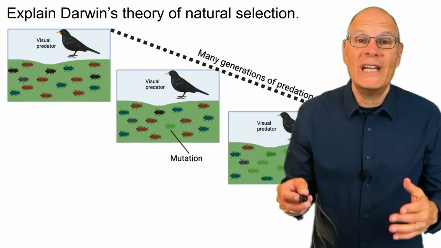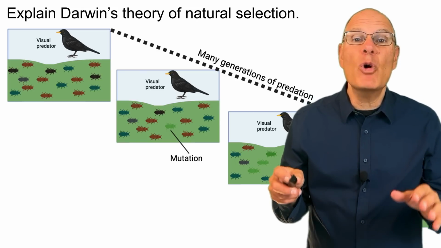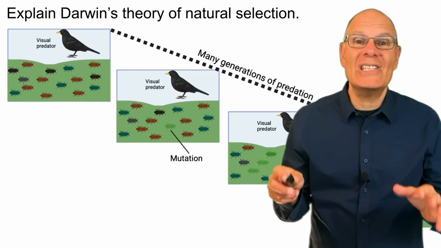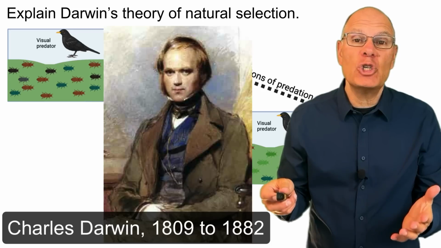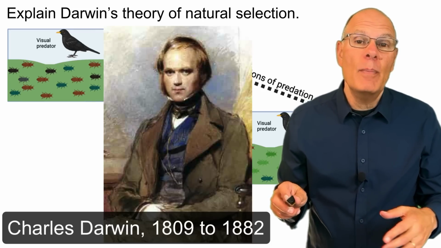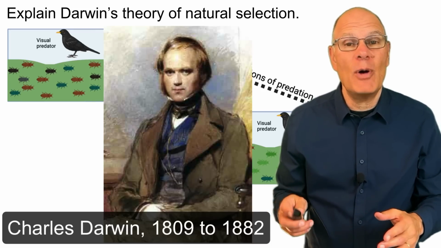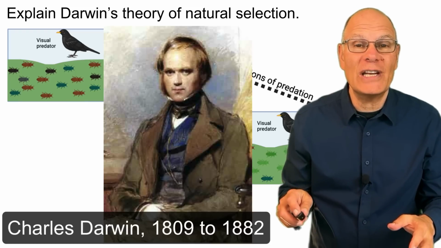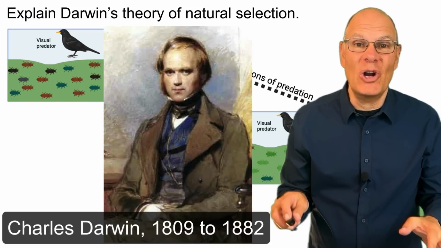Topics 7.1 to 7.3: natural, artificial, and sexual selection. In terms of understanding the process of evolution, the most important idea to understand is natural selection, developed by Charles Darwin in the 1800s. Darwin himself built the idea of natural selection upon the foundation of artificial selection, so that's where we're going to start.